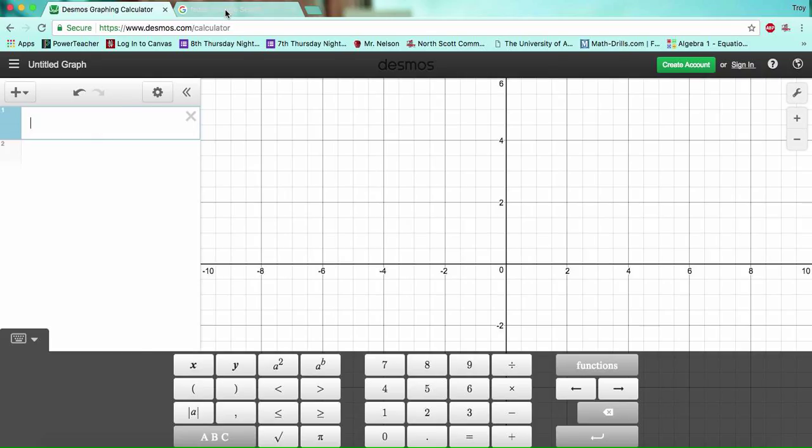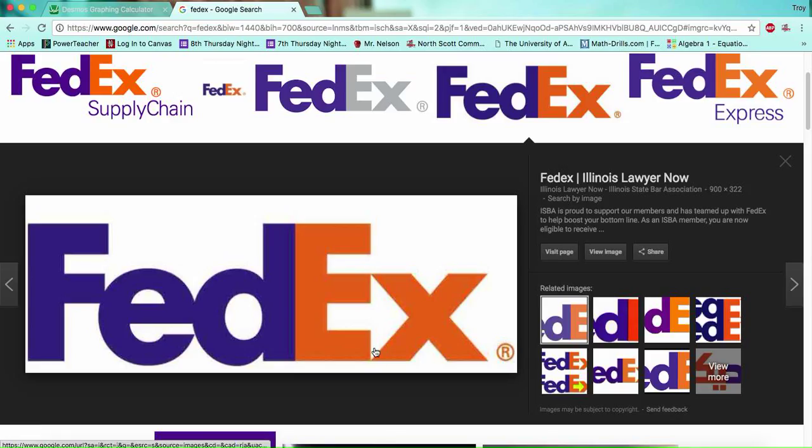So the one I picked today is this FedEx logo. You're going to be able to pick whatever logo you want. Keep in mind that the more challenging of an image you pick, the more lenient I'll probably be on how exact it matches. If you pick a really simple image, I'm probably going to expect it to be perfect.